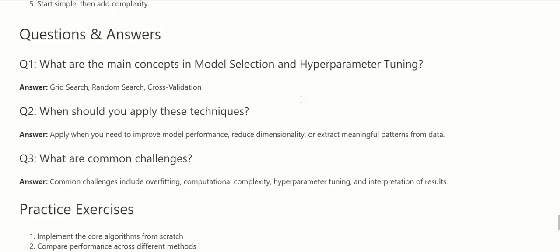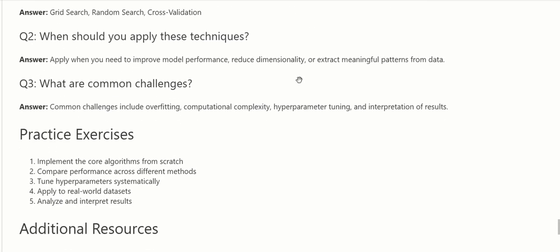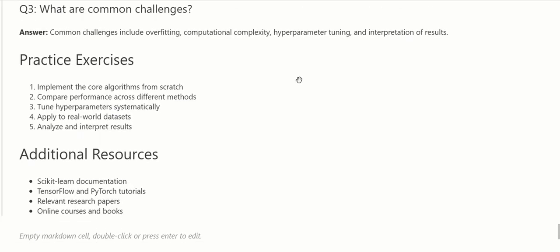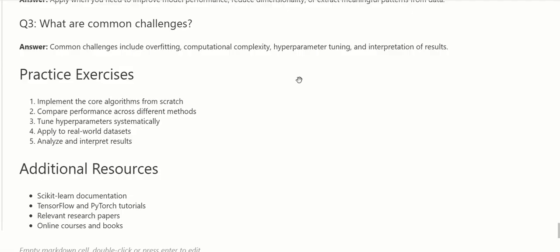What are the main concepts in model selection and hyperparameter tuning? Grid search, random search, and cross validation. So, when to use what? Apply when you need to improve model performance, reduce dimensionality, or extract meaningful parameters from data. What are the challenges? Common challenges are overfitting, computational complexity, hyperparameter tuning, and interpretation of results. These are the additional practice exercises.